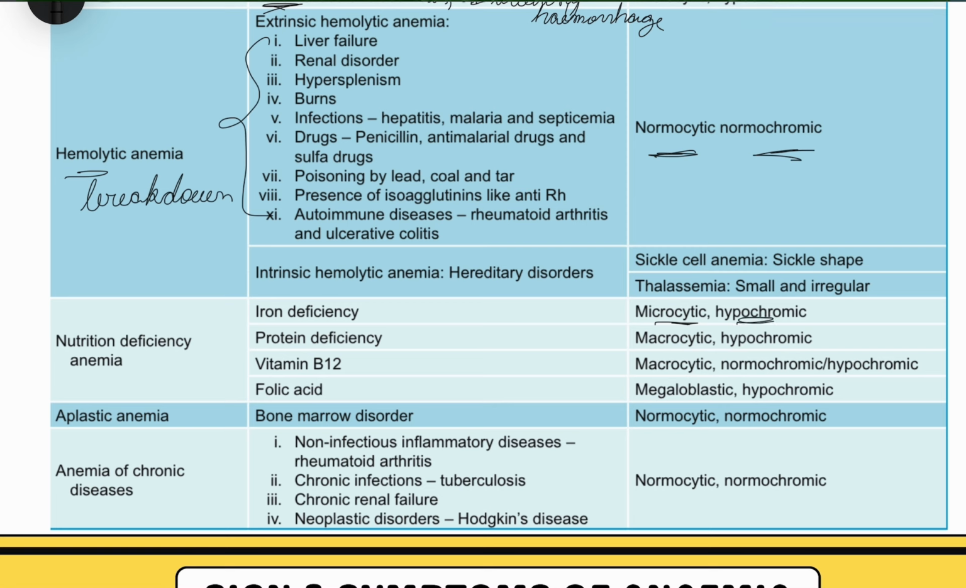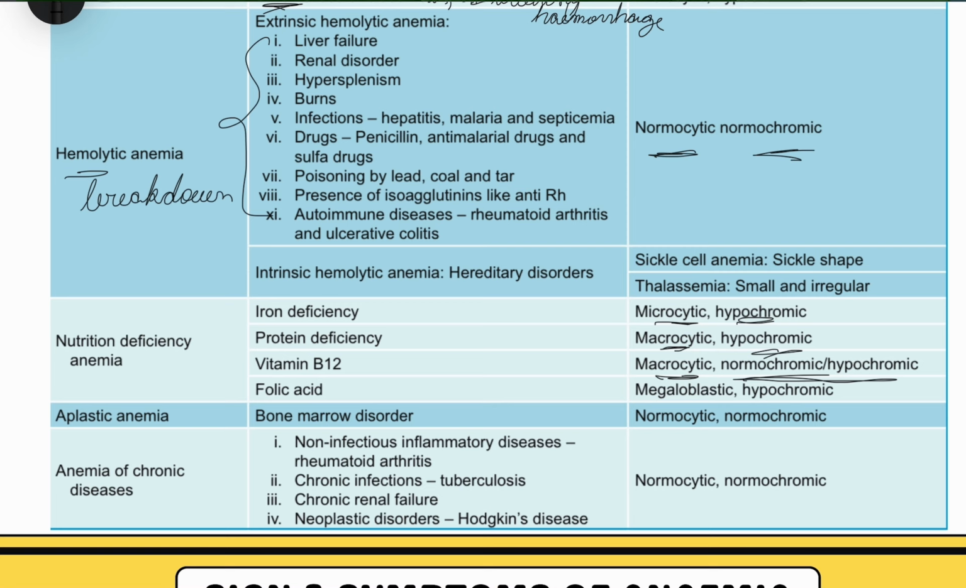Next, protein deficiency. Protein deficiency will lead to defective cytoplasmic volume, as a result of which the cells will be larger in size, hence macrocytic and hypochromic. Next, vitamin B12 deficiency. We already know that vitamin B12 deficiency leads to macrocytic anemia, that is, a larger volume of cell, and it can be either normochromic or hypochromic. That is, it can be of normal color tone or slightly less than its normal color tone. Next, folic acid. It leads to megaloblastic anemia and it can be hypochromic.